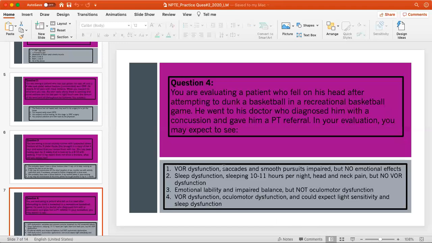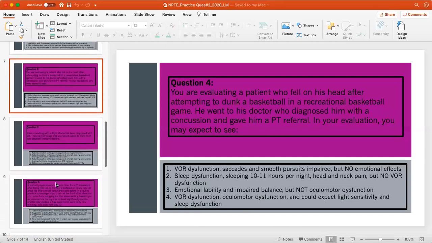And why don't you think 1 or 3? Let's see. I wish I knew more about his concussion.